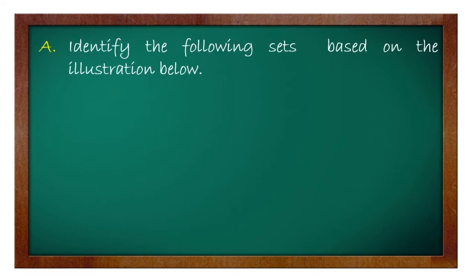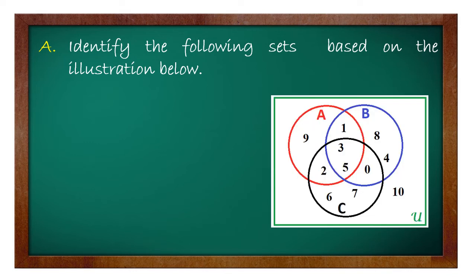Kung kanina, nag-illustrate tayo ng mga sets sa Venn diagram, this time, let us identify the elements of the following set based on the illustration below. So, given the Venn diagram, i-identify natin yung mga elements under the universal set. Ibig sabihin, yung mga elements na nasa loob ng rectangle. Next is the set A, yung mga elements na nasa loob ng circle A. And we have 1, 2, 3, 5, and 9.